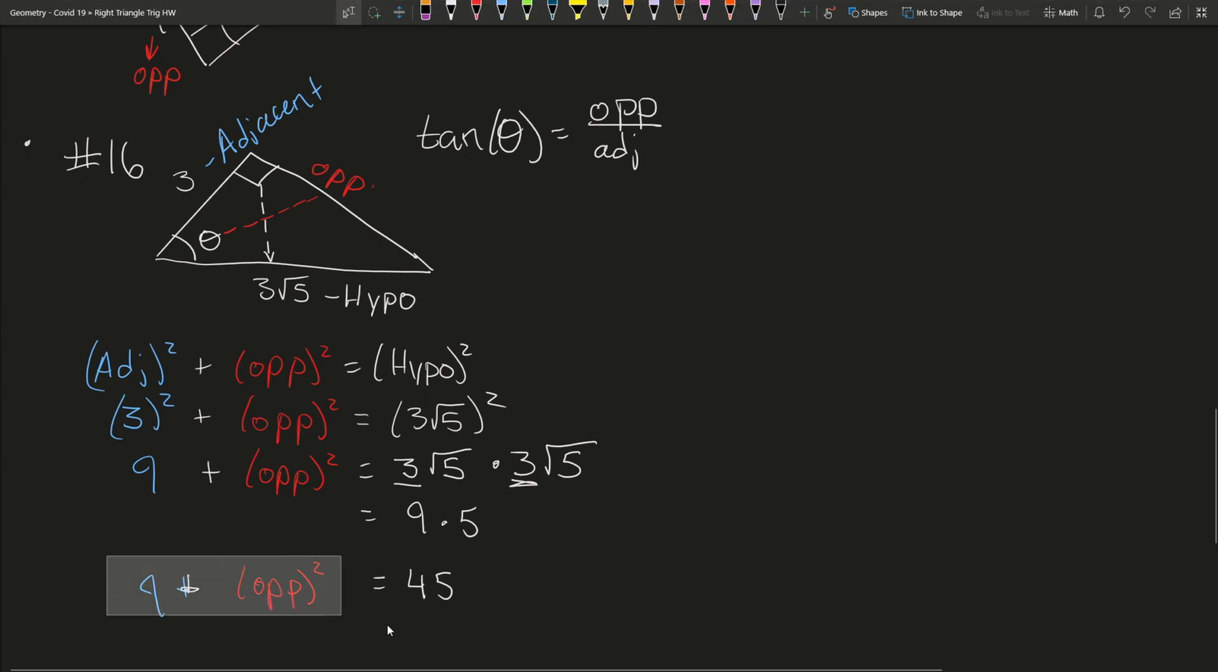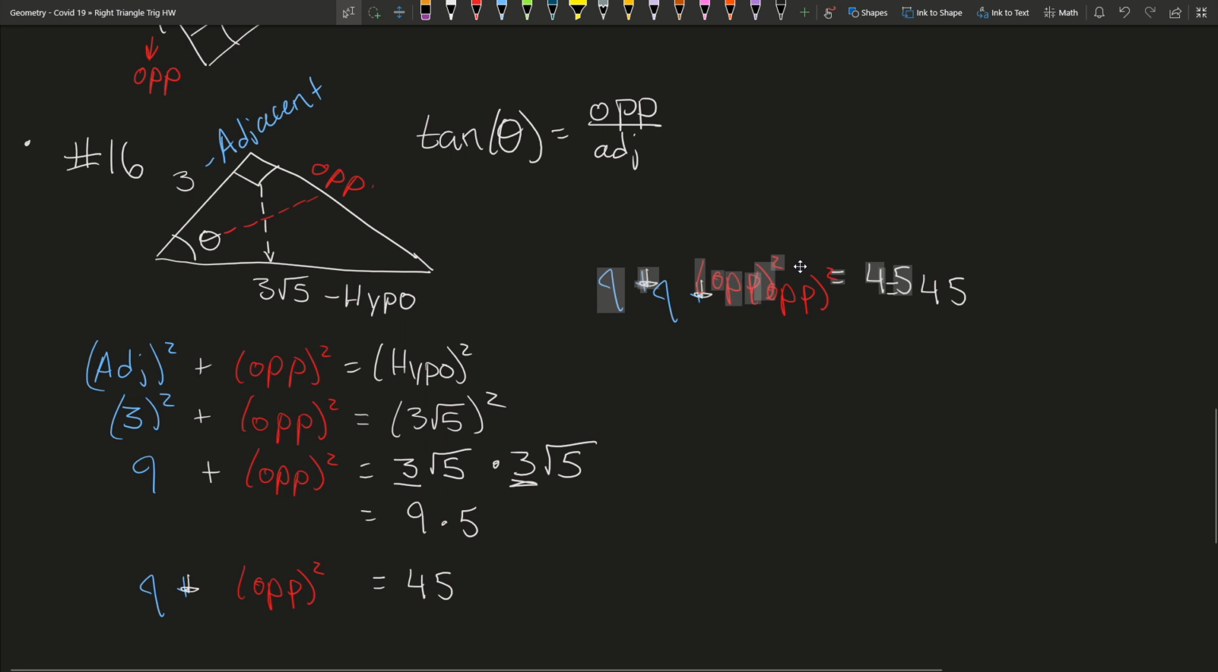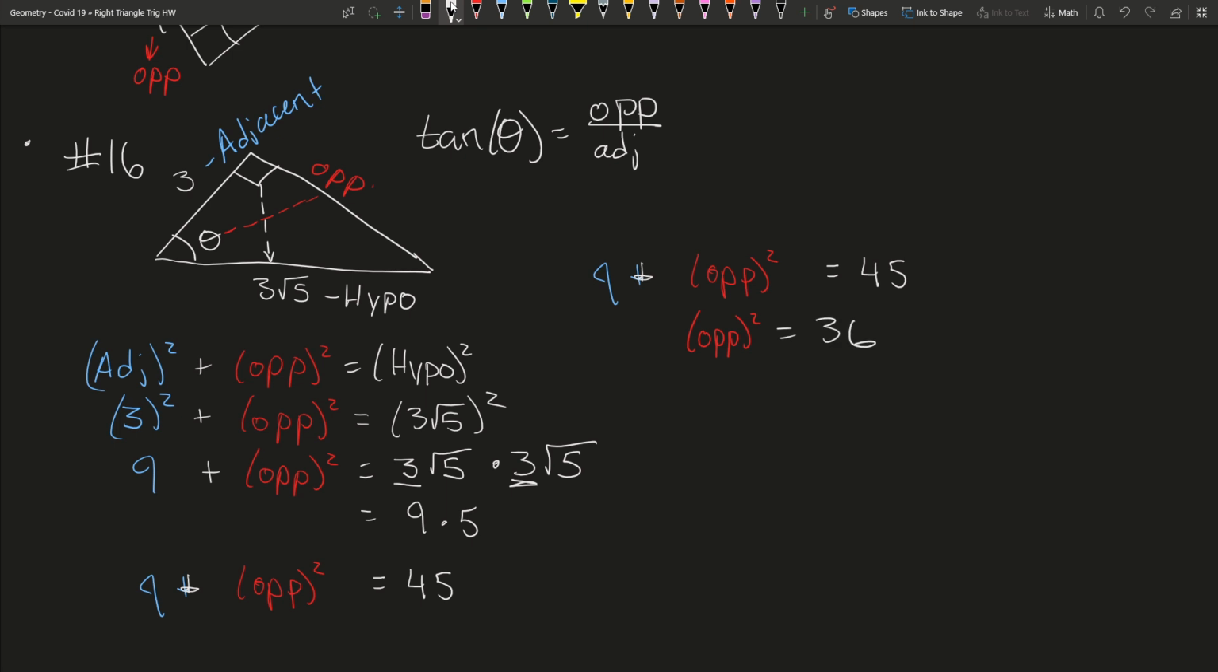All right, so then we have to solve for the opposite side, because we want just the opposite, not the opposite squared. In order to do that, we have to subtract 9 from both sides, and we get 36 on the right-hand side. Now, again, we want the opposite, not the opposite squared, so we have to get rid of this square. In order to do that, we take the square root, and because we do it on the left-hand side, we have to do it on the right-hand side as well. That leaves us with just the opposite, and the square root of 36 is just 6.